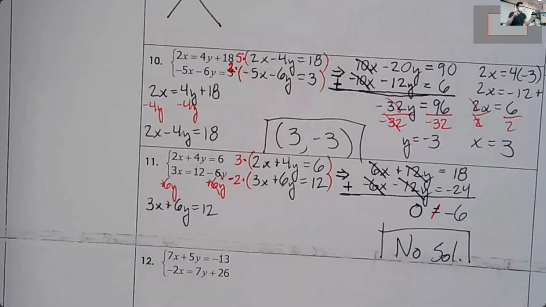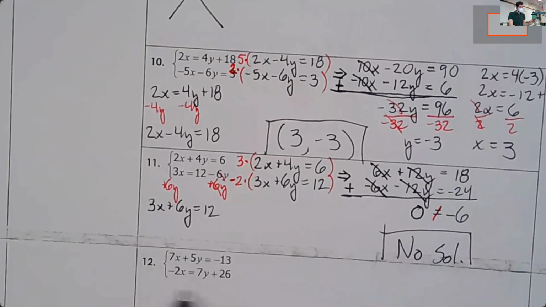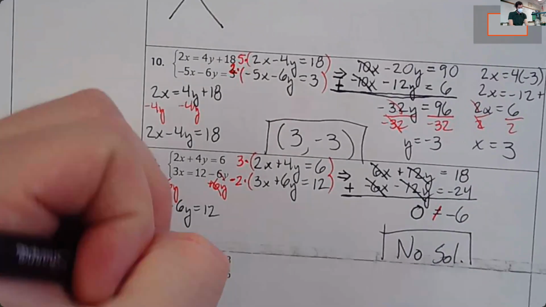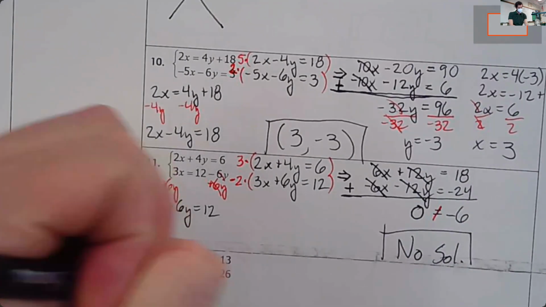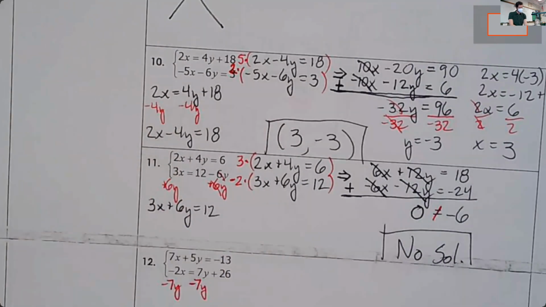We want to make sure x's and y's are on the left-hand side. They already are on the top equation, so we have to change the second equation. So we have to get rid of the 7y from the right-hand side, so minus 7y from both sides first.